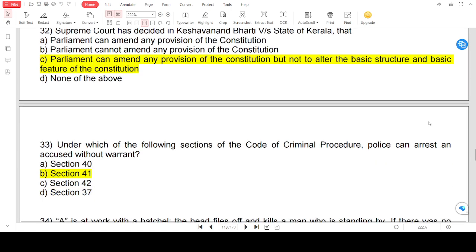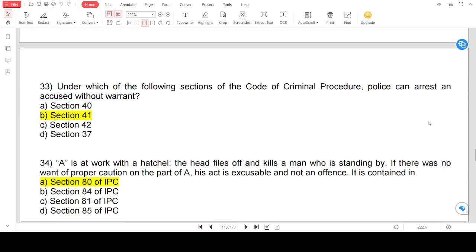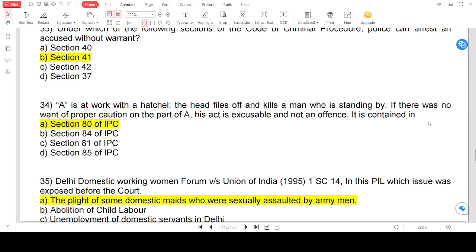Under which of the following sections of the CrPC can police arrest accused without warrant? Section 41. A is at work with a hatchet. The head flies off and kills a man who is standing by. If there was no want of proper caution on the part of A, his act is excusable and not an offence. It is contained in Section 80 of IPC.